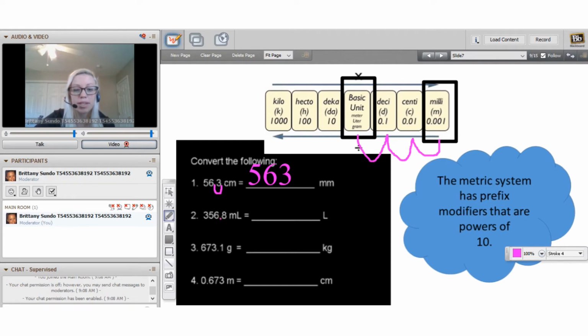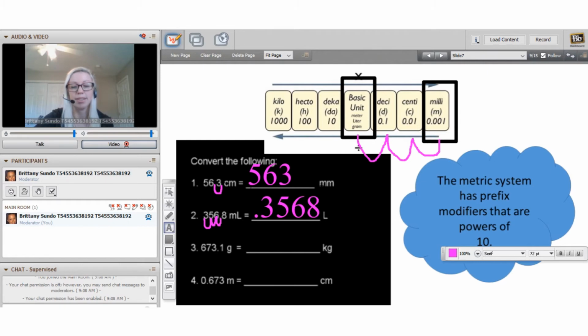I'm going to come down to my decimal and do the same. 1, 2, 3 spaces to the left here. So now my new answer becomes, here we go, we have our decimal, 0.3568 liters. Okay, so we've moved our decimal and we have our correct answer.